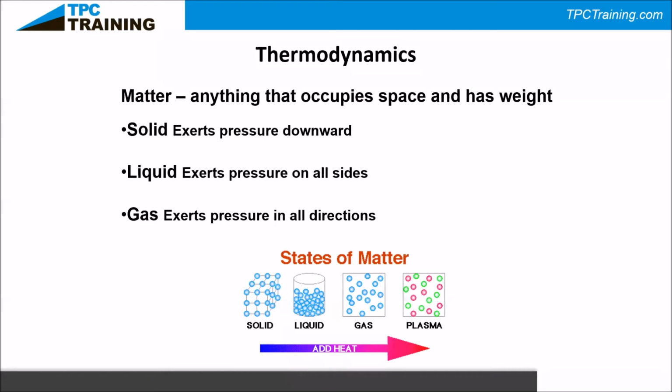thermodynamics, the three states of matter: solid, liquid, and gas. A solid exerts pressure downward, a liquid exerts pressure on all sides, and a gas exerts pressure in all directions. In our refrigeration cycle, we're taking that same refrigerant and recycling it over and over again, changing it from a liquid to a gas, and then from a gas back to a liquid. What's important is how we're changing it from one state to another. The amount of heat that we add to that material is what causes it to change from one state to the other.